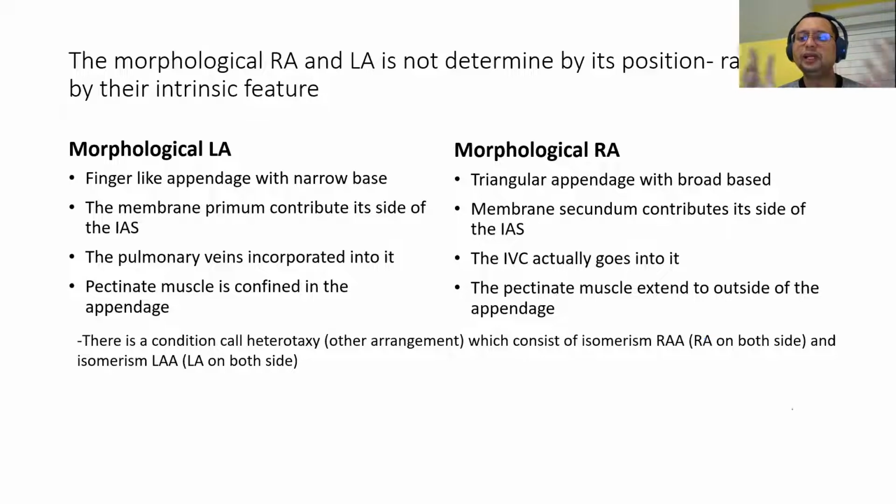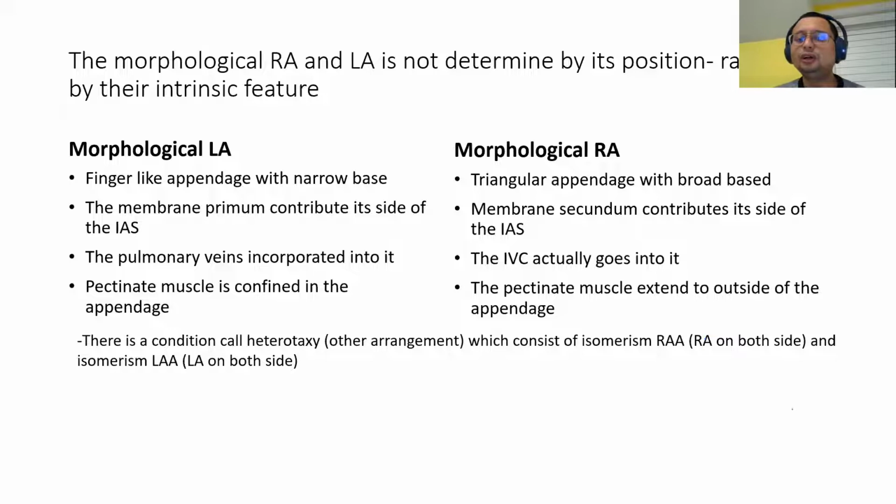The left atrium and right atrium are mostly arranged with the left on the left side and the right on the right side. However, there is a condition where this is inverted, so the morphological left atrium is on the right side and the morphological right atrium is on the left side. This is what we call situs inversus. Normally what goes with it is that the liver is also inverted, so rather than on the right side, it's on the left side. That is called situs inversus.